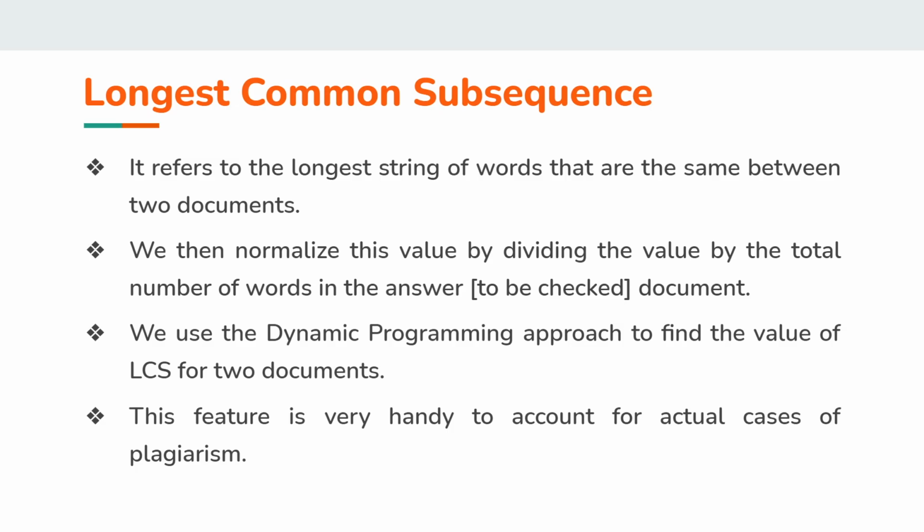The next utility is longest common subsequence. It refers to the longest string of words that are the same between two documents. We normalize this value by dividing it by the total number of words in the answer, that is, the document to be checked. Use a dynamic programming approach to find the value of LCS for those two documents. This feature is very handy to account for actual cases of plagiarism.